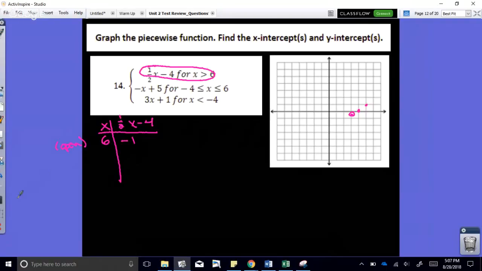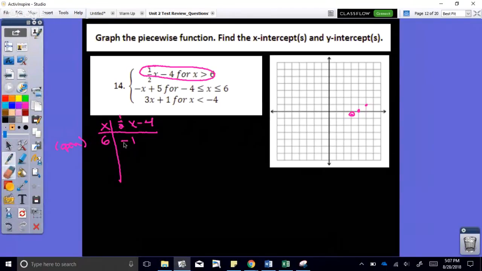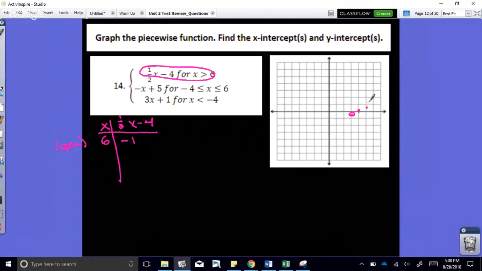Again, counting by 2s, so I need to fix that. Okay, so up 1 over 2, up 1 over 2. The other thing that you could do is, again, continue your t-chart. And I'm going to pick multiples of 2 so I don't have to deal with fractions. So 1/2 of 8 is 4, and 4 minus 4 is 0. So I get to 8, 0, which we have.